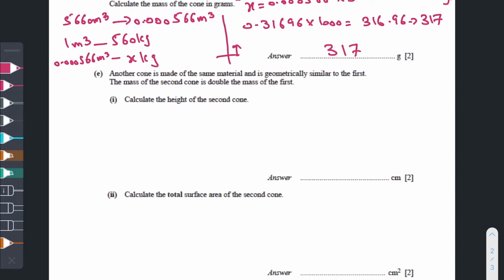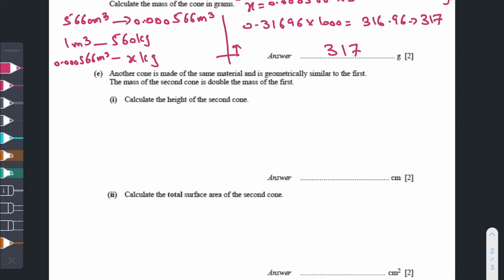The next part of the question says another cone is made of the same material and is geometrically similar to the first. The mass of the second cone is double the mass of the first. The first part says calculate the height of the second cone.